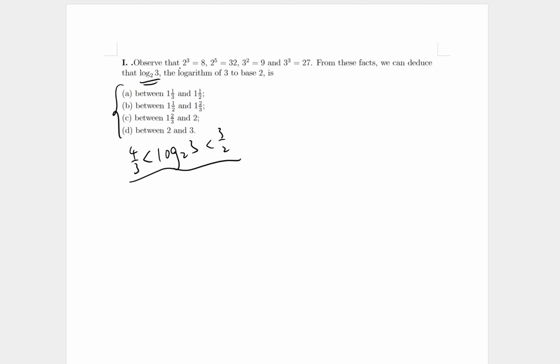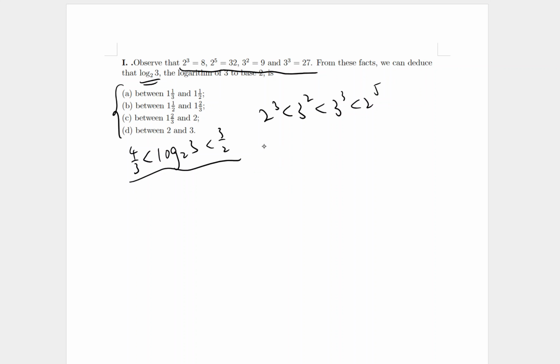So let's order these powers, shall we? So 2 to 3 is less than 3 squared, is less than 3 cubed, is less than 2 to the 5, just by the values of it. So 8, 9, 27, and 32. Now let's take log 2 on everything. Note that log 2 is always an increasing function, so taking a log of these, we don't have to swap the inequality signs at all.